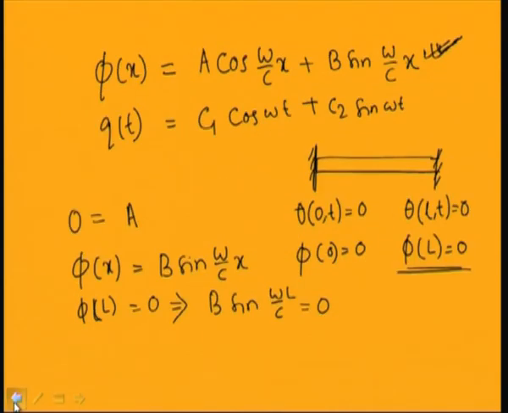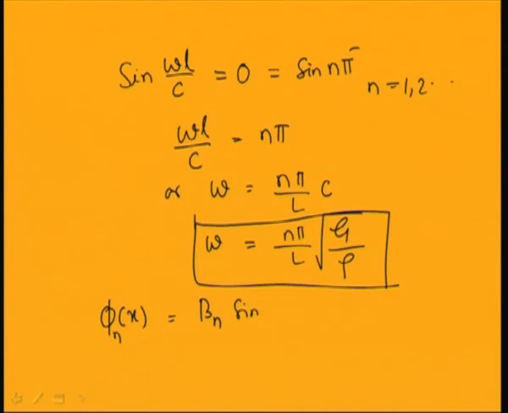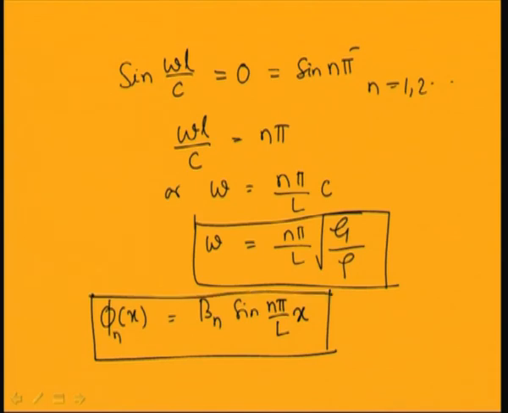So, you can write for this, omega L by c equal to n pi. So, omega by c equal to n pi by L. So, this is n pi by L into x. So, this is the mode shape of the system, and this is the frequency equation or the expression for the frequency of the torsional vibration of the fixed rod.